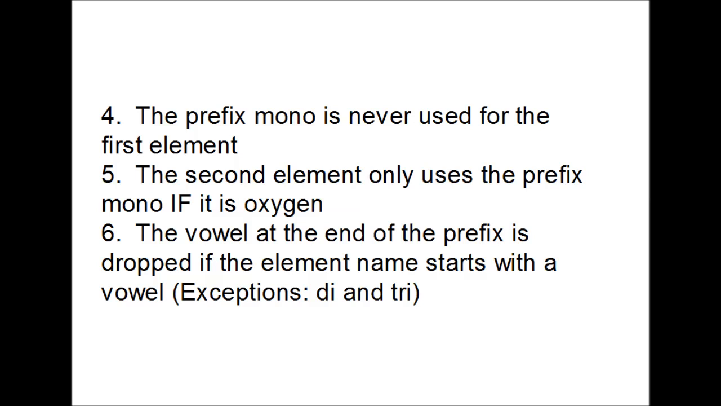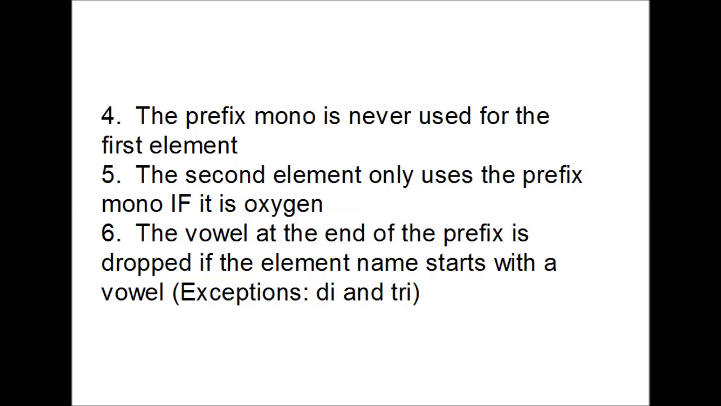The second element will only use the prefix mono if it is oxygen. Okay, so there's no mononitride if it's the second element. All right, the only time we'll use mono is basically if oxygen is the second element.